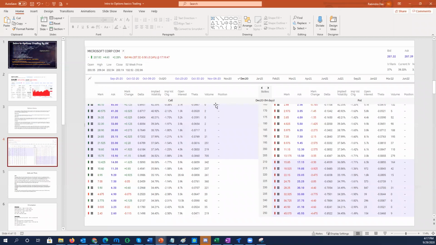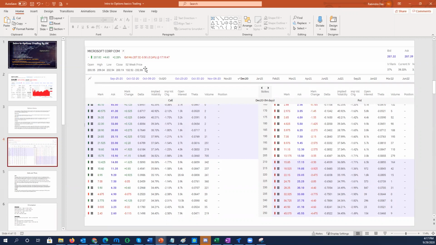So there are multiple things here, right? One is the strike price. This is the strike price. This is the call side, and this is the put side. What is call and what is put? When the stock goes up, we buy a call, and when the stock goes down, we buy a put. It is as simple as that.